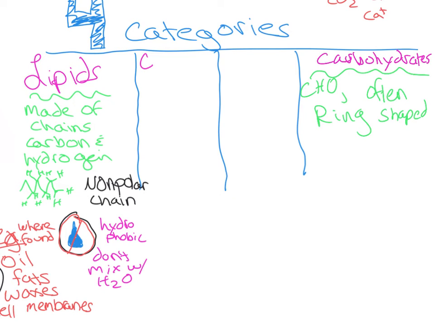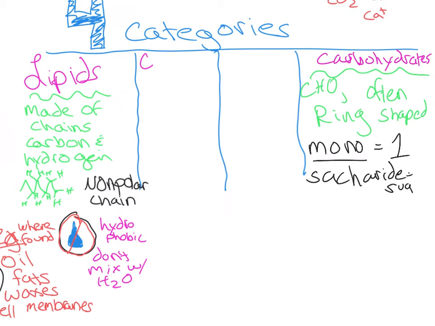Okay, mono equals 1. Okay, so let's do this. These are some side examples. Saccharide, the other part of that word refers to it being a sugar. Carbohydrates are also known as sugars. Okay, these are known as sugars and starches.